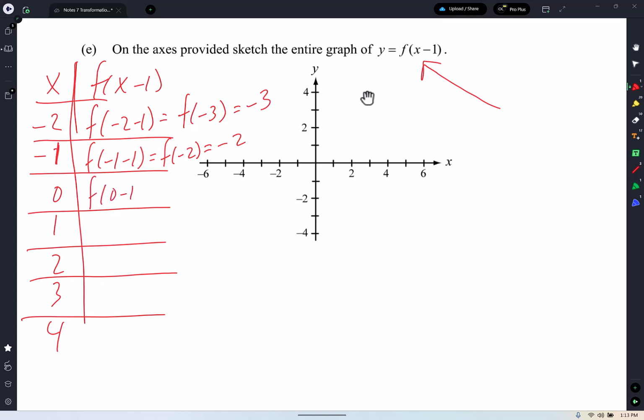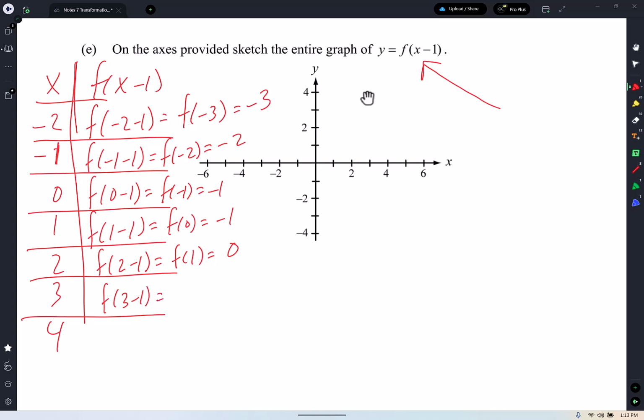F of 0 minus 1. That's f of negative 1, which is negative 1. F of 1 minus 1. That's f of 0, which is negative 1. F of 2 minus 1. That's f of 1, which is 0. F of 3 minus 1. That's f of 2, which is 1. And the last one, f of 4 minus 1. That's f of 3, which is 0.